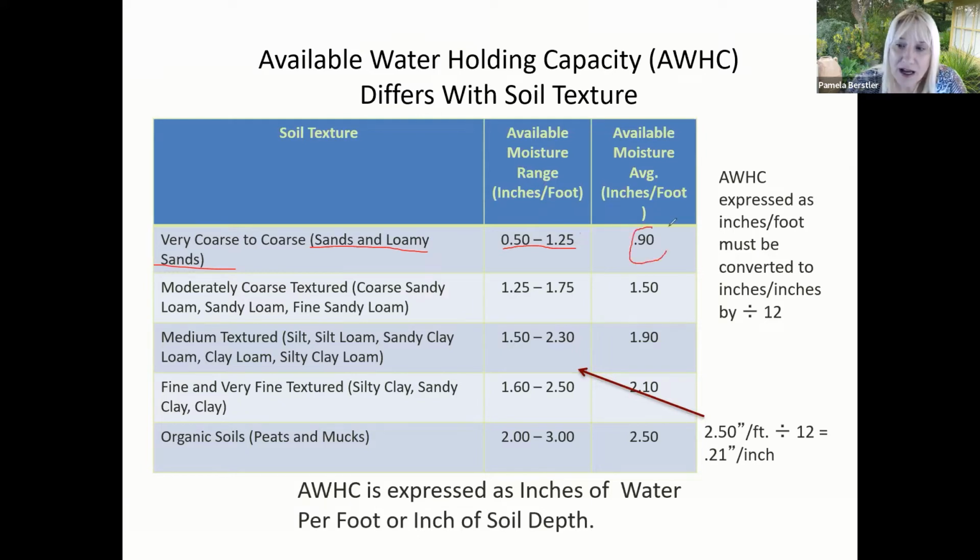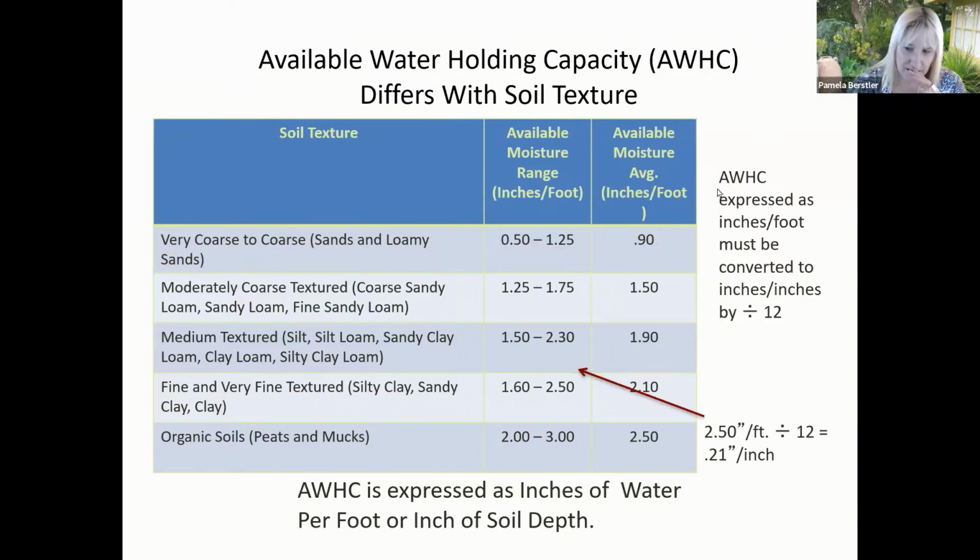Unless you're given otherwise, it's always fine to use the middle of the chart. So this is the average over here. You can always use that number, unless you're asked very specifically to differentiate between a particular type of soil. In general, you can use this average number for all of the very coarse soils. Just like for the clay soils down here, you can use the 2.10 inches of water per foot of clay soil. Perfectly fine for doing your calculations.